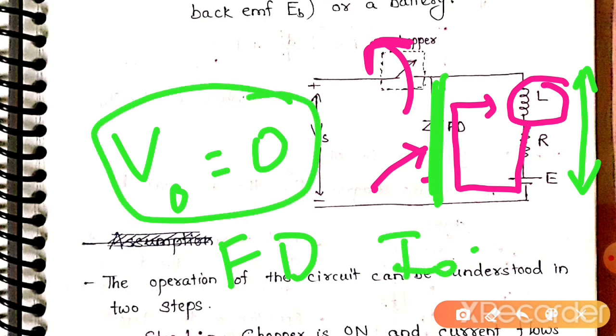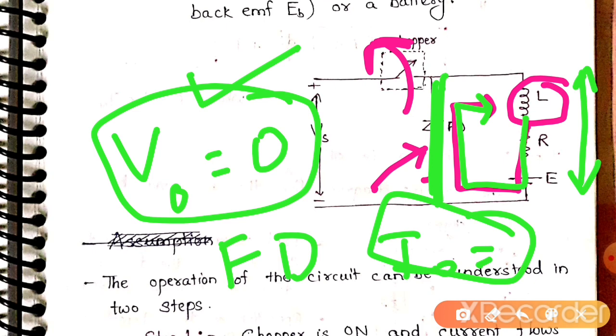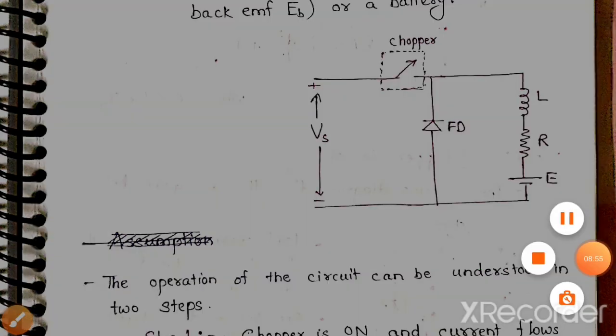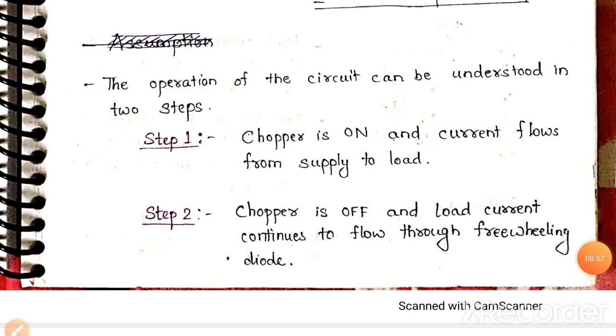load current will be flowing, because the inductor was storing energy and it is trying to release its energy when the freewheeling diode is conducting. So current will be there, but the output voltage will be equal to 0. We'll be seeing the profile just now. So this is how the circuit operates.